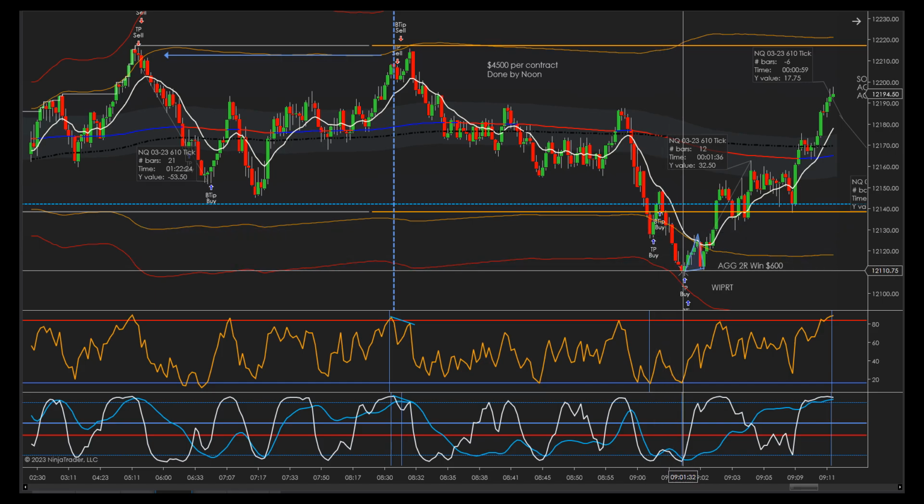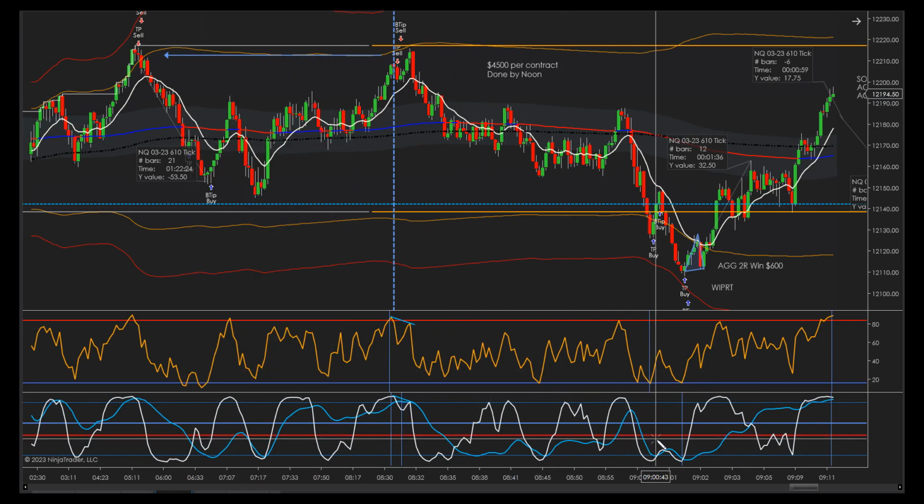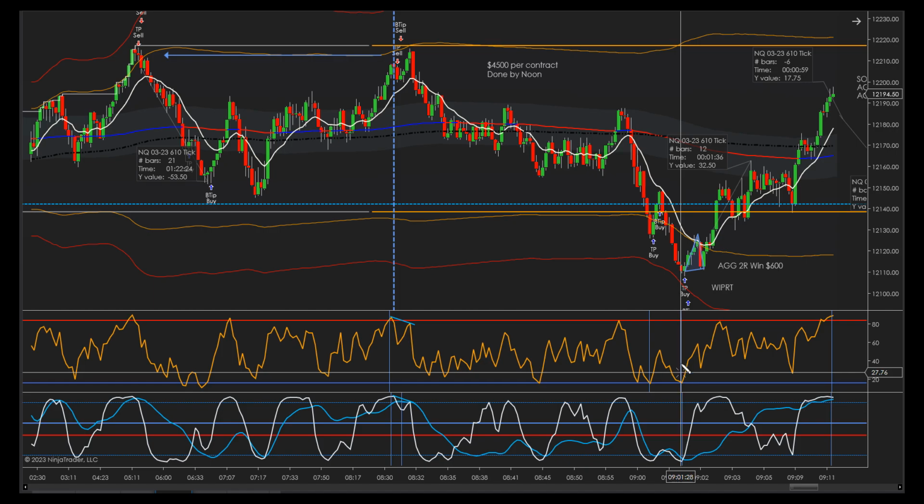However, we continue to drive lower, and then right here, be sure you stay in focus with dropping in your vertical lines. See the vertical right here? Right there's where we had our extreme oversold condition. Price had made a lower low right here in price, and yet on the RSI, you'll note we did not make a new structure low.